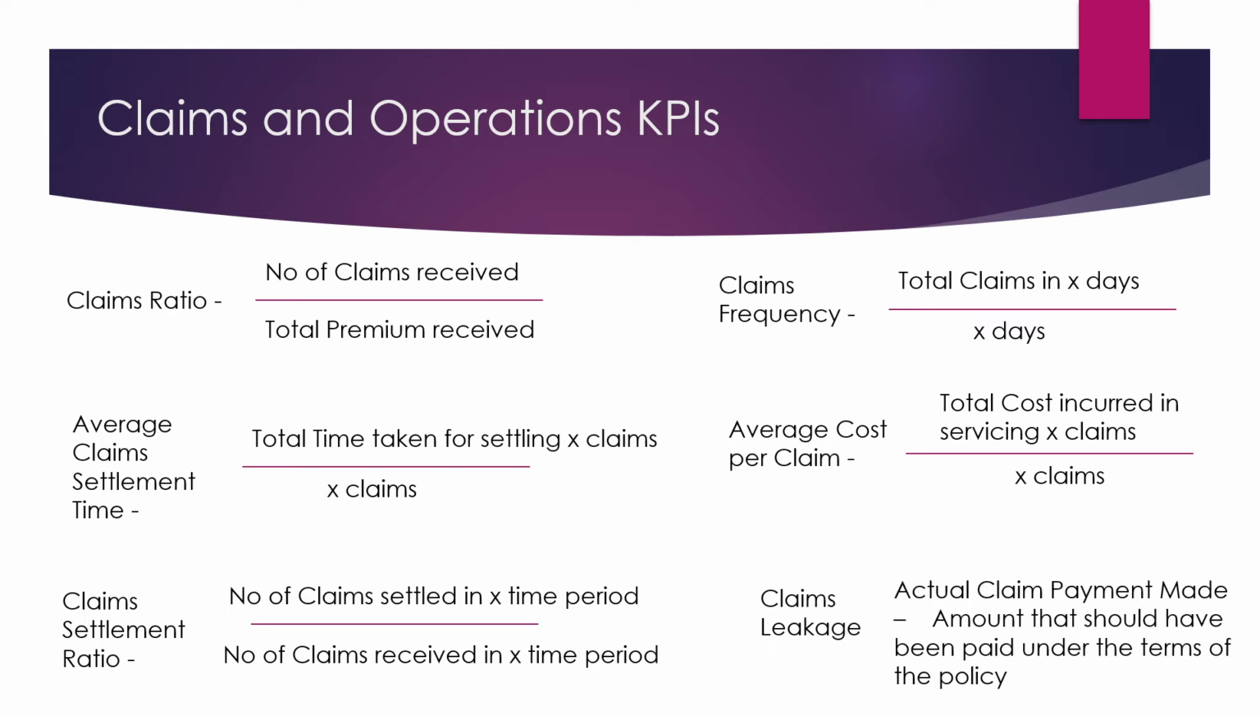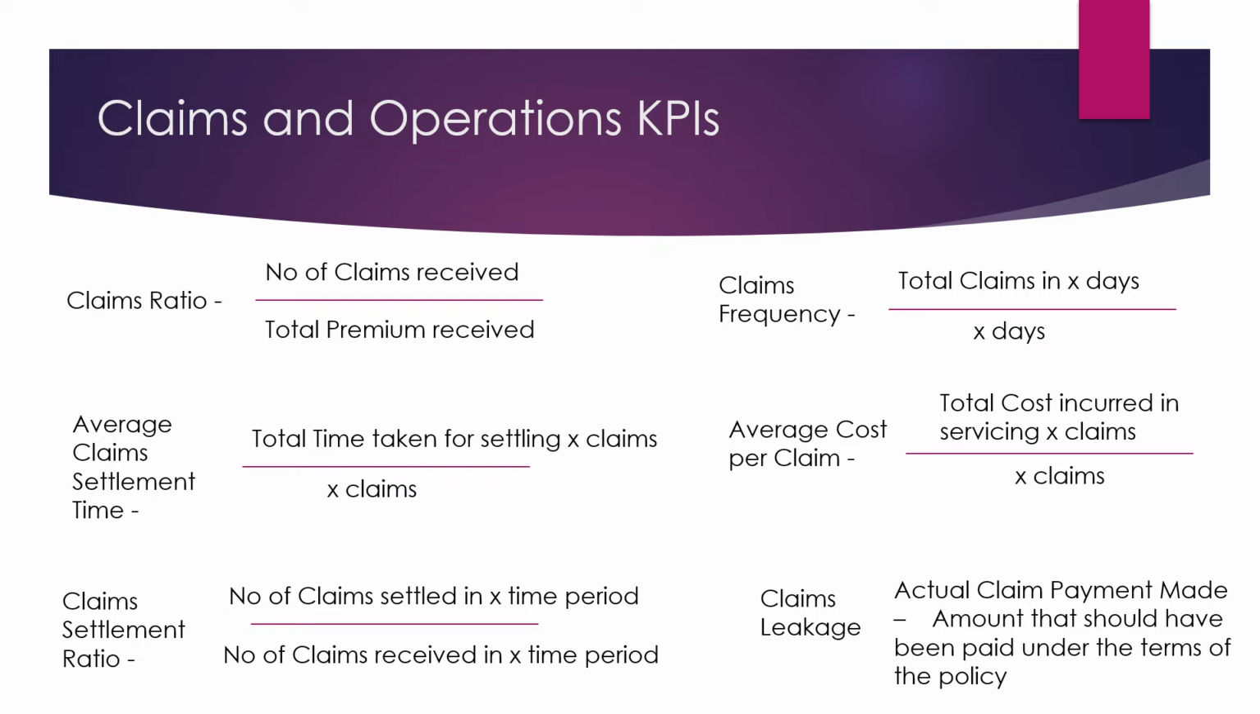The next thing we are looking at is claims leakage. What does claims leakage mean? Claims leakage only comes into the picture when I am paying more than what I should have paid as an insurance company. So the formula is actual claim payment made minus the amount that should have been paid under the terms of the policy. Say, for example, a claim is raised for 100 rupees, but somehow I have ended up paying 120 rupees.